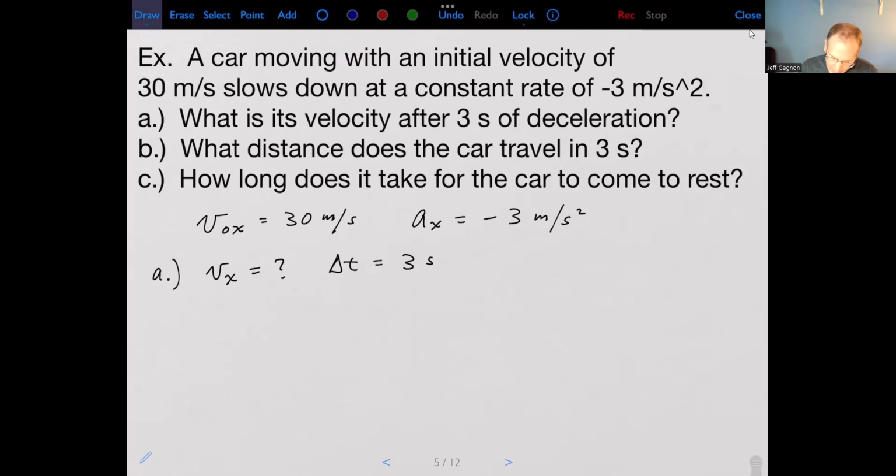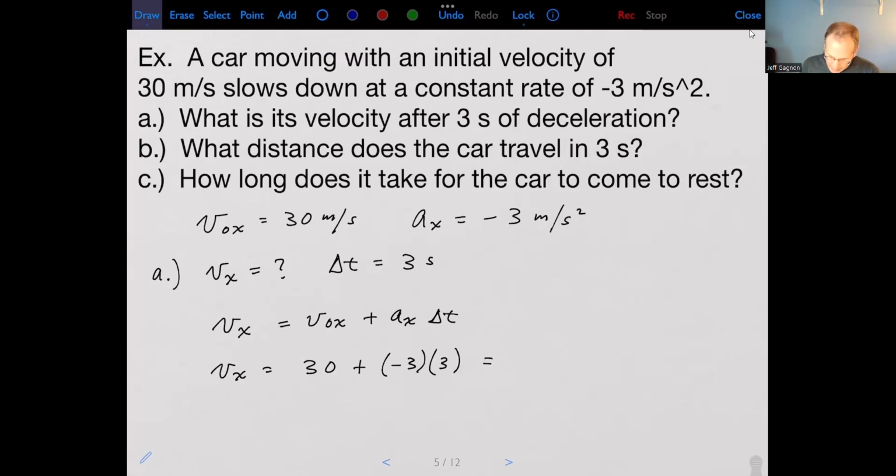Okay, so again, if we know the initial velocity in x direction, we know the acceleration, we know the delta t, and we're looking for the final velocity, what equation can we use? We can use that first equation that we derived again. So Vx is V naught x plus Ax delta t. So Vx is going to be 30 plus, now be careful, remember A is -3 times 3.